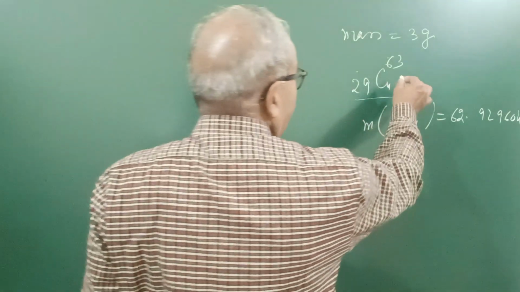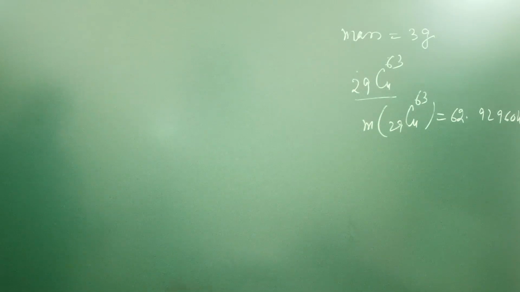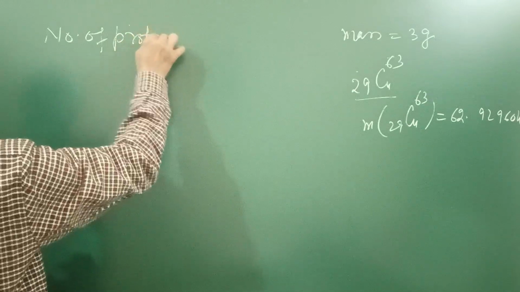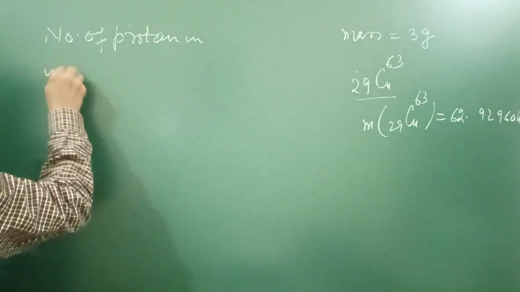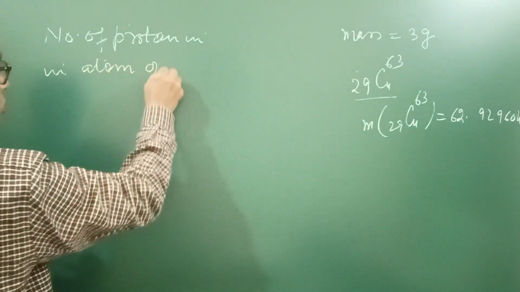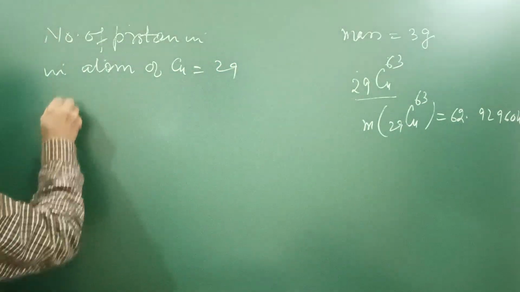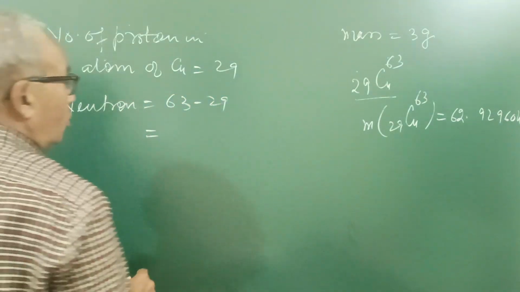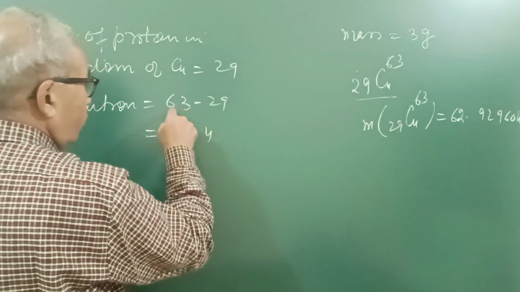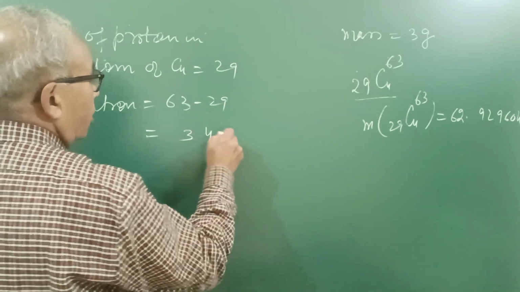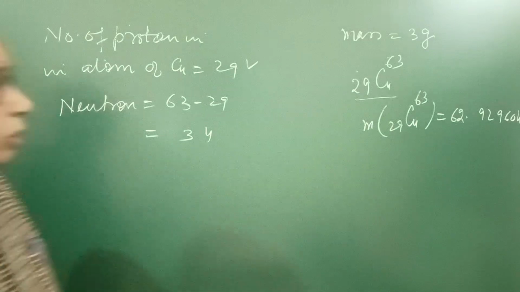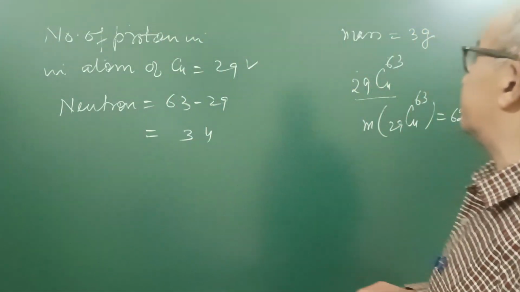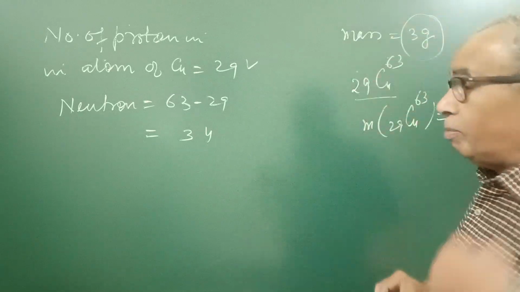So copper has 63 nucleons. Number of protons in one atom of Cu is equal to 29. Neutrons equal to 63 minus 29, which is equal to how much? 13 minus 9 is 4, or 5 minus 2 is 3, so 34 neutrons and 29 protons. First of all you need the binding energy of the nucleus, and then the total energy required to separate the protons and neutrons in 3 gram. You need the number of atoms in 3 gram.